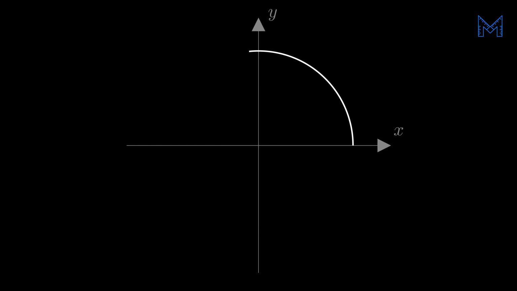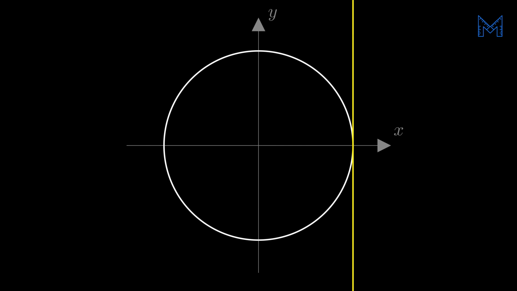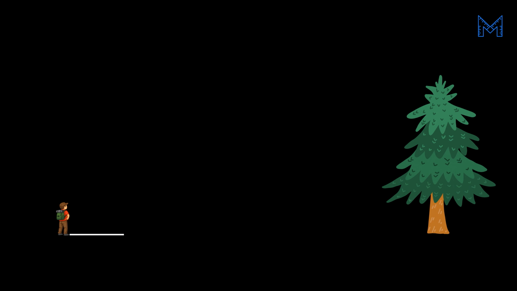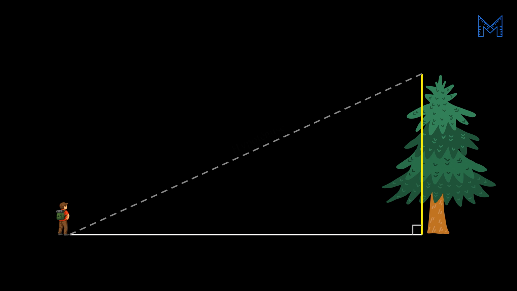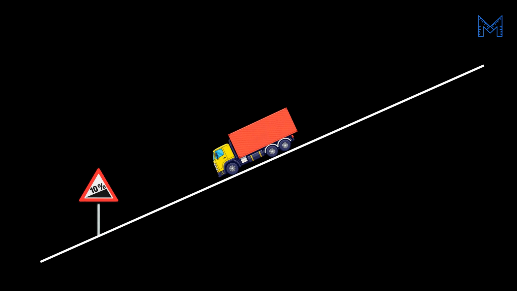Before we explore the tangent on the unit circle and how to visualize it, we first need to understand what tangent actually is. We'll see, for example, how it can be used to calculate the height of a tree, and also discover its connection to the steep grade signs you see on mountain roads.